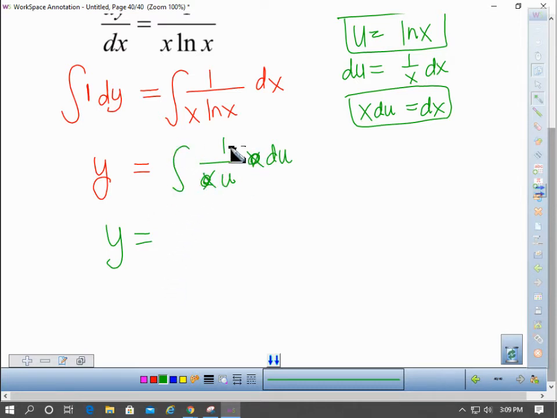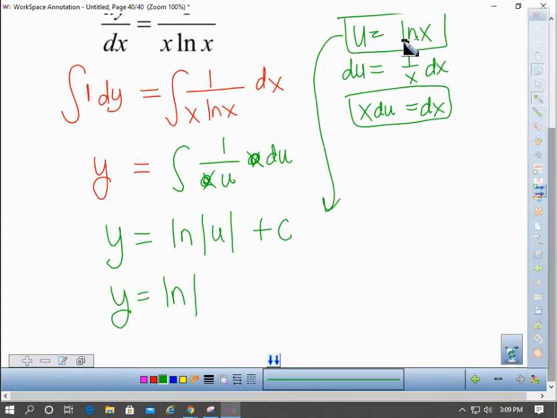And you just have the integral of 1 over u du. And I know the antiderivative of 1 over u du. That's the natural log of the absolute value of u plus c. So now all I've got to do is plug my u back in. My u was natural log of x. So that's going to be the natural log of the absolute value of natural log of x plus c. There's my answer.